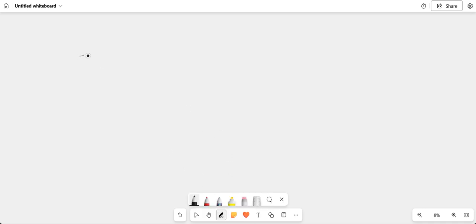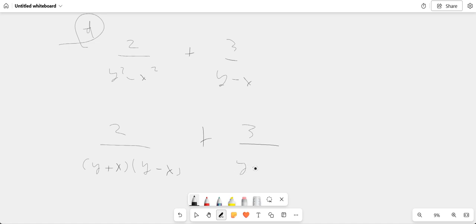Alright, question D. 2 over y squared minus x squared plus 3 over y minus x. So again, we've got a difference of two squares situation there on the left. We'll just go ahead and factorise that right now. So 2 over, the square root of y squared is y, and the square root of x squared is x here. So y plus x and then y minus x, and that falls in line perfectly as I've got y minus x here. So you know we're going to have to times the right hand side by y plus x to even it out here. So you've got 3 over y minus x.